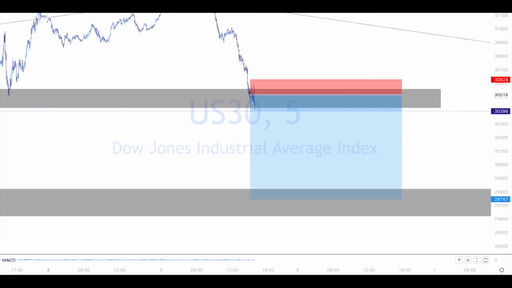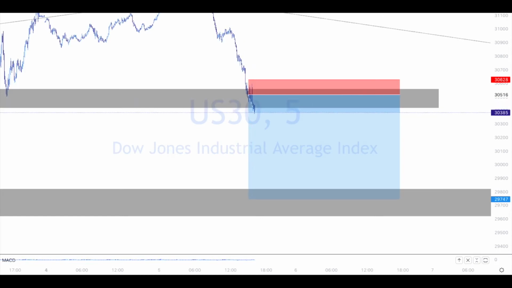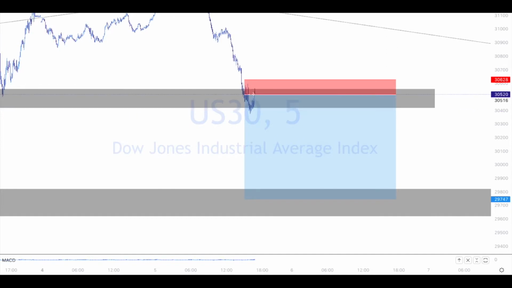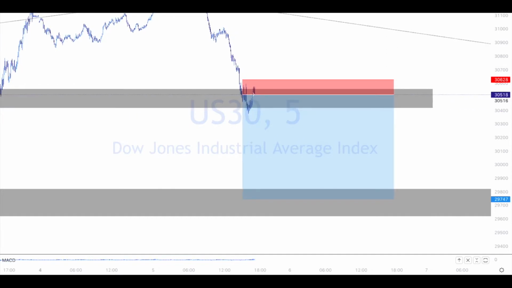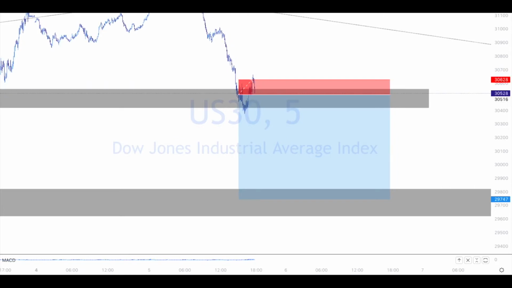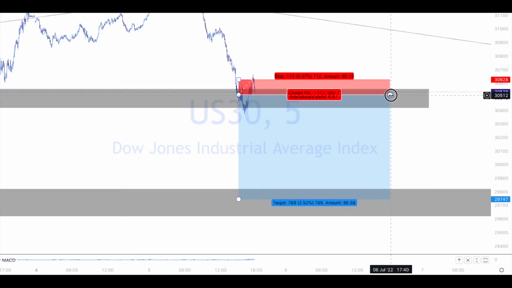So far so good. We're not going to bring in a trailing stop yet because it could go lower. Is it going to go lower? Oh, damn. Alright, so we've been stopped out.